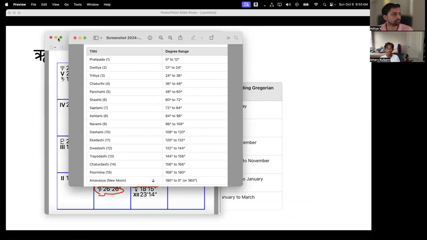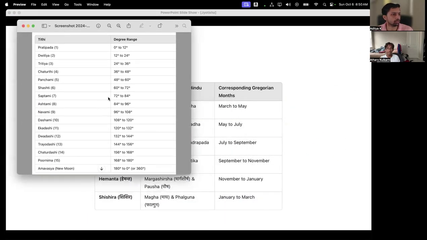Okay, that is your Tithi chart. What this says is when the sun and moon are anywhere from 0 to 12 degrees apart in our pizza, it will be Pratipat. If they are 12 to 24 degrees apart, it will be Dvitiya. When they are 24 to 36 degrees apart, it will be Tritiya. When they are 36 to 48 degrees apart, it will be Chaturthi.